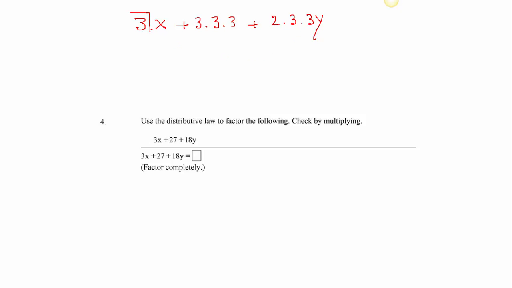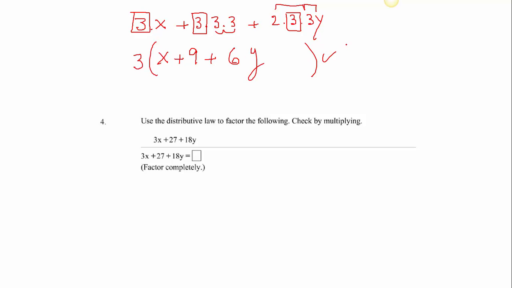Now I just look for the common factor. Notice here the only common factor is 3. So there is 3 everywhere. Nothing else is common other than 3. So now I want to factor. So I put 3 outside, open parentheses. What's left from the first term? x. What's left from the second term? 9. And what's left from the third term? 6y. And this is the final answer.